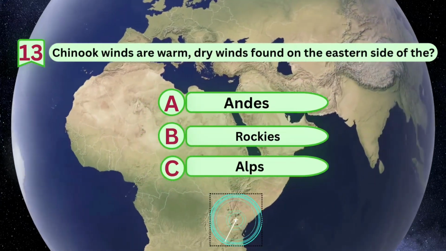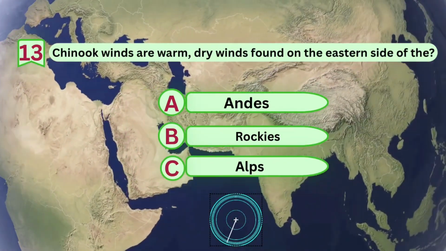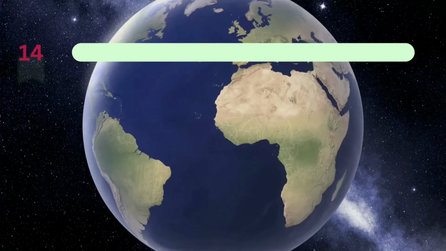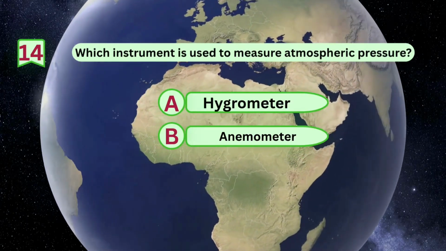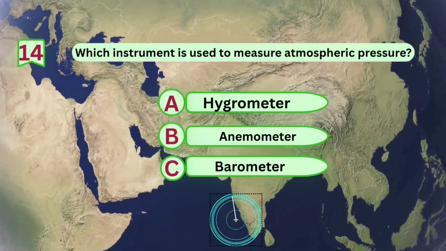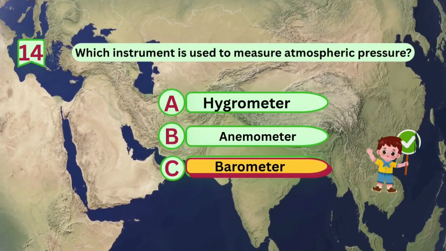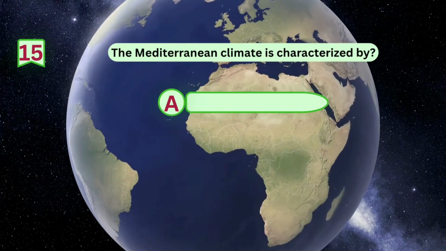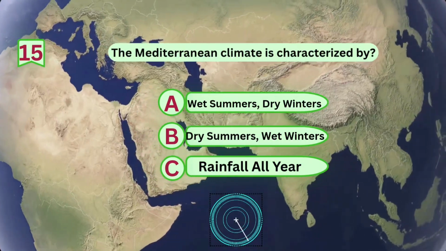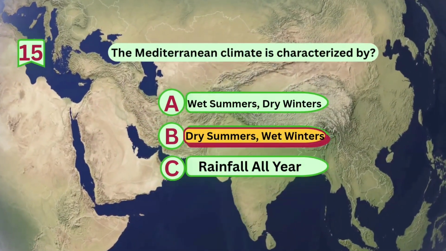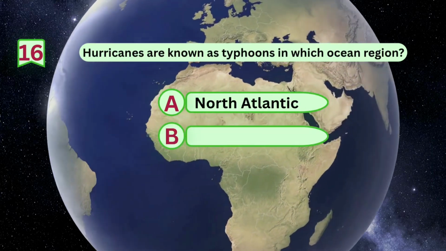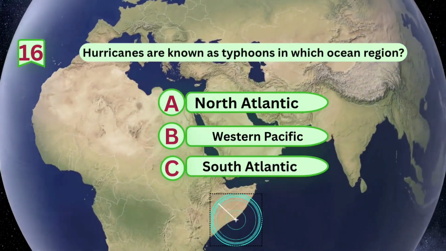Chinook winds are warm, dry winds found on the eastern side of the... Which instrument is used to measure atmospheric pressure? The Mediterranean climate is characterized by... Hurricanes are known as typhoons in which ocean region?